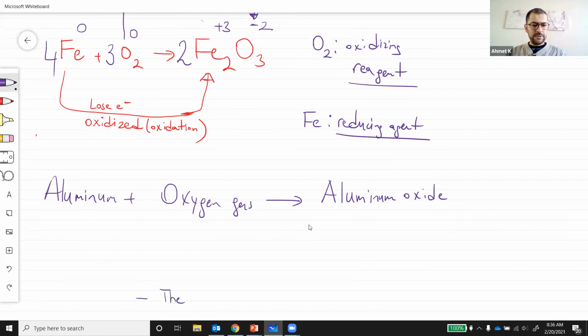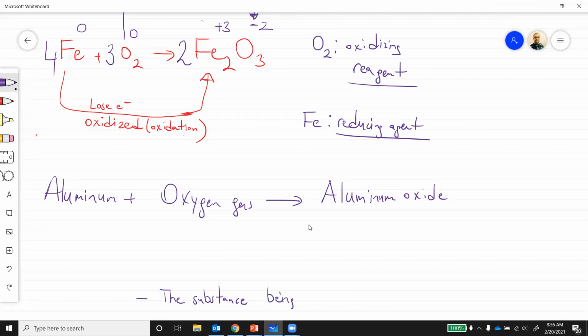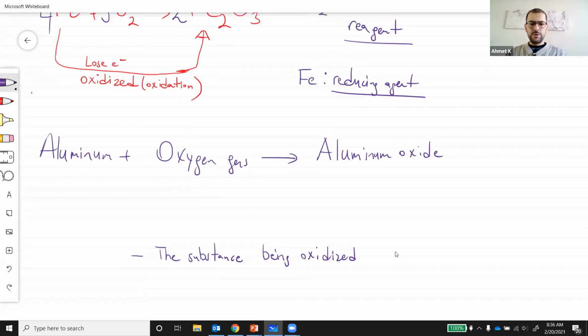Let's say the substance being oxidized is aluminum. Let's write down also the other one. It's kind of like a stock market, right? If there's a substance being oxidized, there must be a substance being reduced.